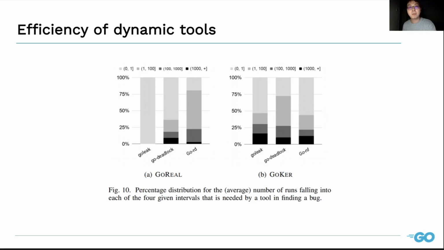The best performer is GoLeak, which reports bugs almost the first time if it can find bugs. But GoLeak may report thousands of possible deadlock routines at once, which requires further manual effort to filter out which routines are really involved in the deadlock.